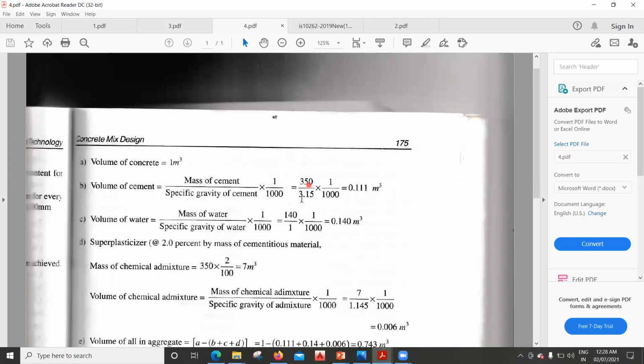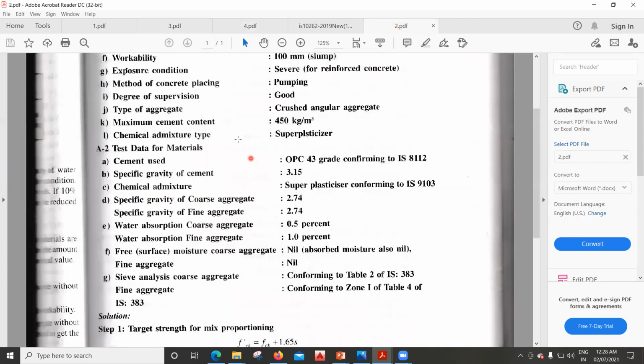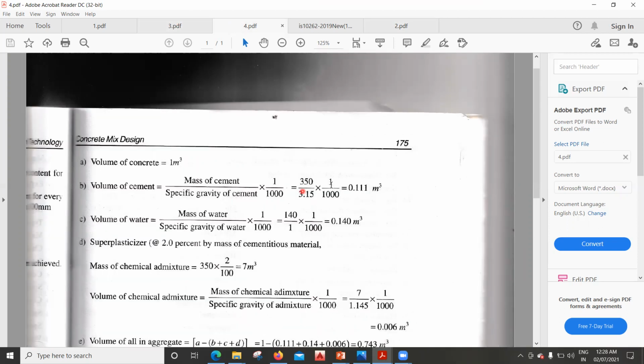You divide it by 3.15. This is the specific gravity of cement. How do you get that? That is already given in the main things. Here they have given the specific gravity of cement as 3.15. Good. So multiply this, very simple. Into 1 divided by 1000 comes out to be 0.1 cubic meter of cement required.